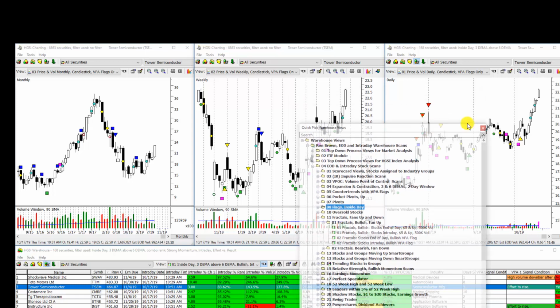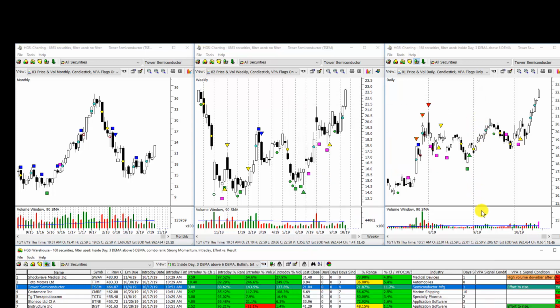Now, what are fractals? Fractals are simply charts which are built upon one another. Everything starts with a shorter time frame and moves up to the longer time frame. So when a stock begins to turn, it's going to show up first in the daily chart, and then the weekly chart, and then the monthly chart.